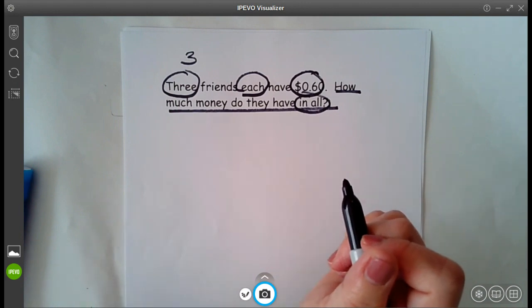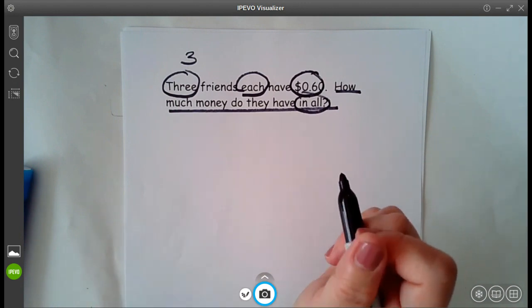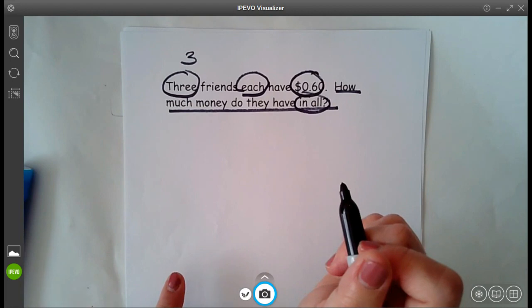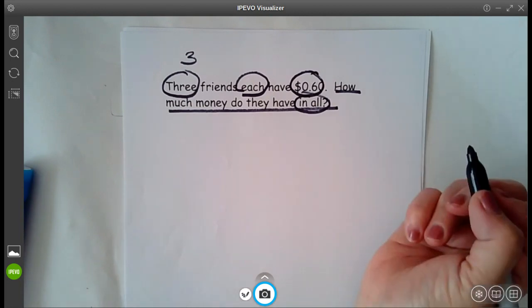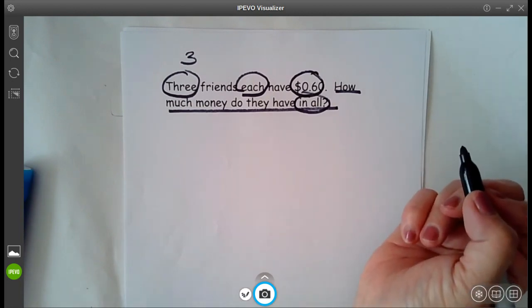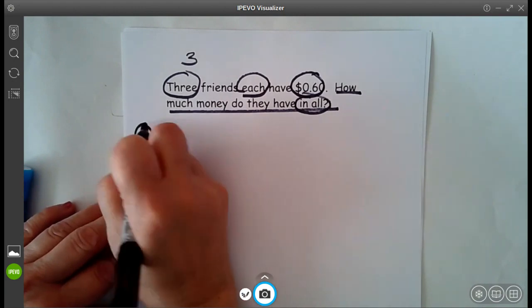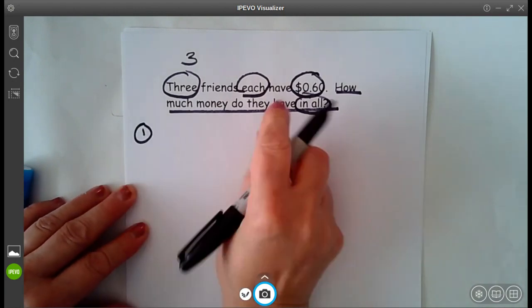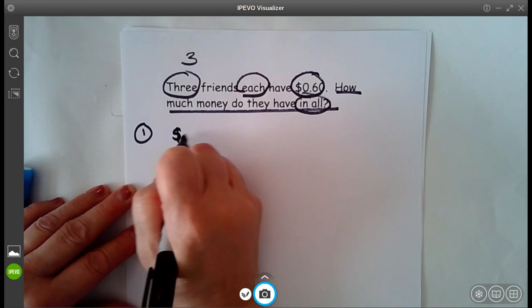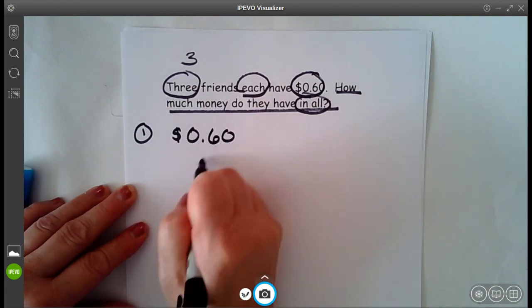So we're actually going to solve this 3 different ways. We're going to use multiplication as the first way. The second way we're going to add. And the third way we're going to draw the picture. So the first way was multiply. So let's take 60 cents, 0.60 times 3.